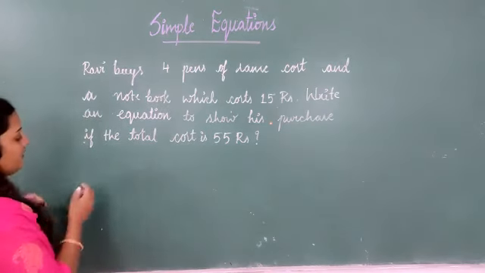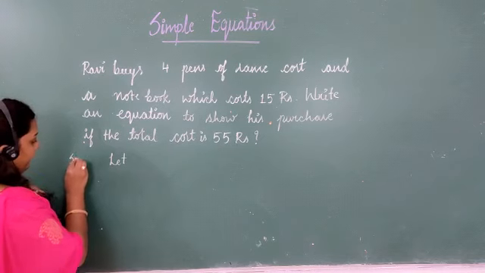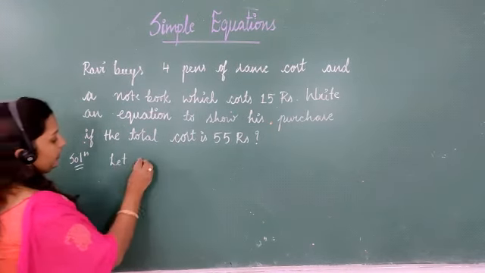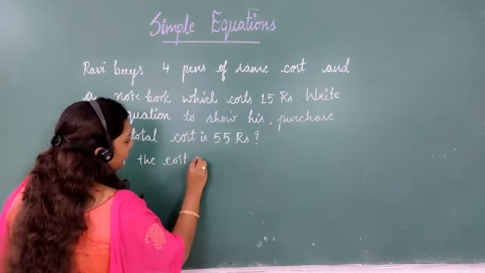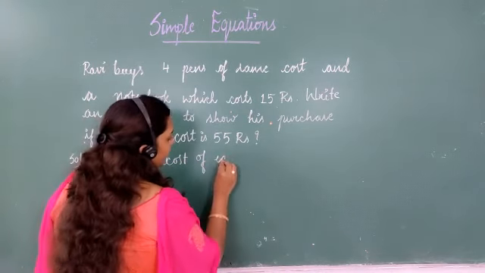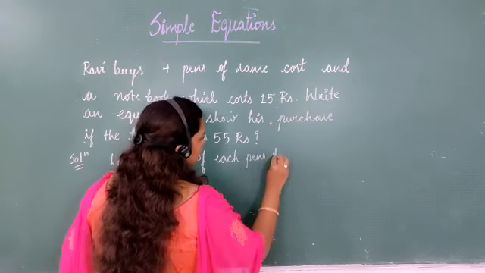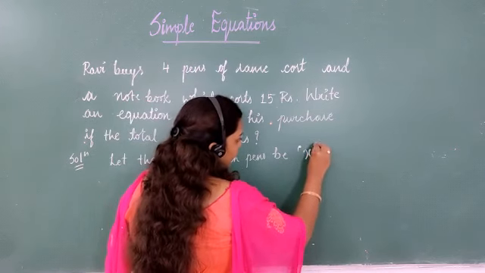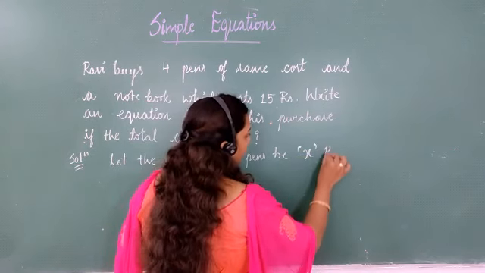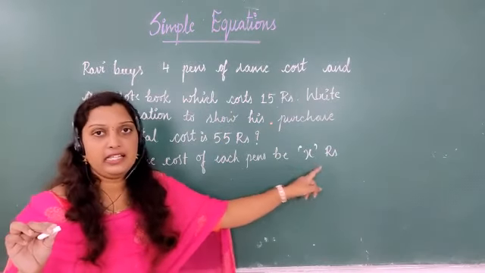Okay, so I will take, let the cost of each pen be x rupees. You can take any variable. I am taking x as variable, x rupees. Okay, so let the cost of each pen be x rupees.